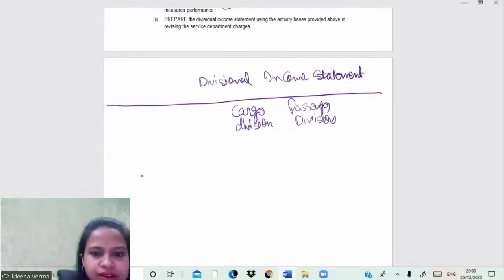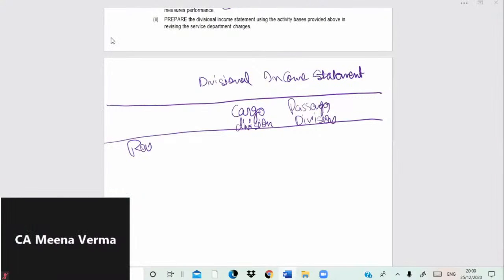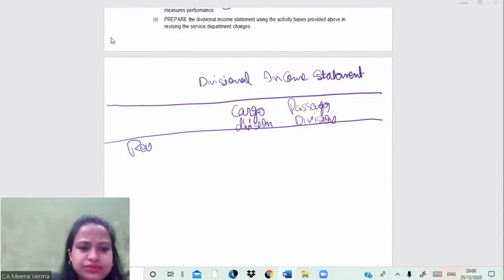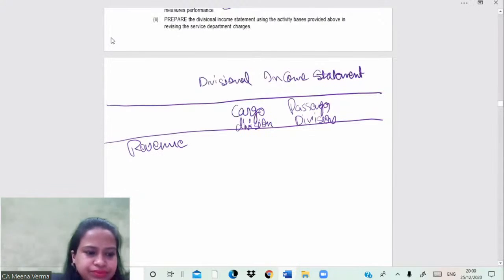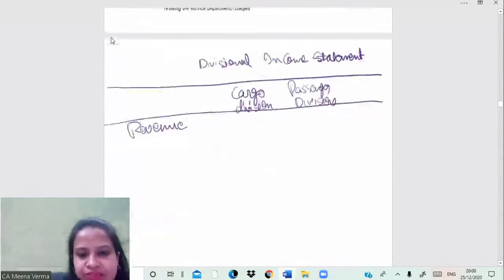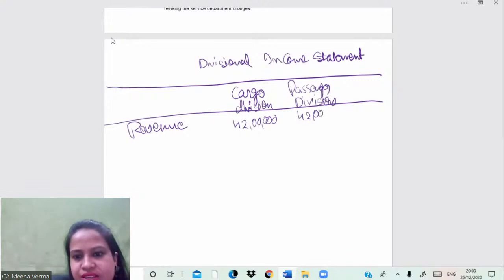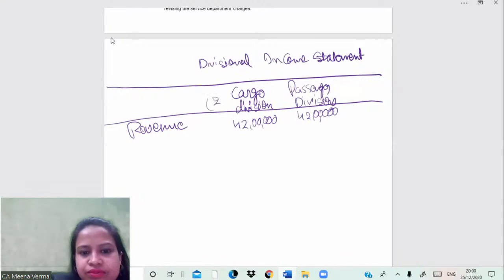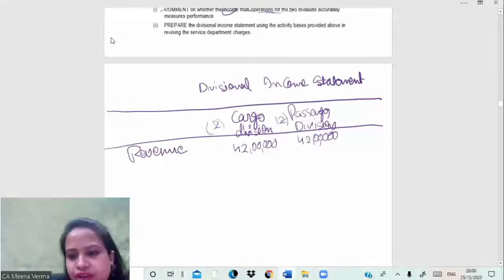Now first consider the revenue. What is the revenue for them? You can see here this and this. This is the revenue. 42 lakh, 42 lakh. This is the revenue we have. Add them, you will get the total revenue, which is 84 lakh.